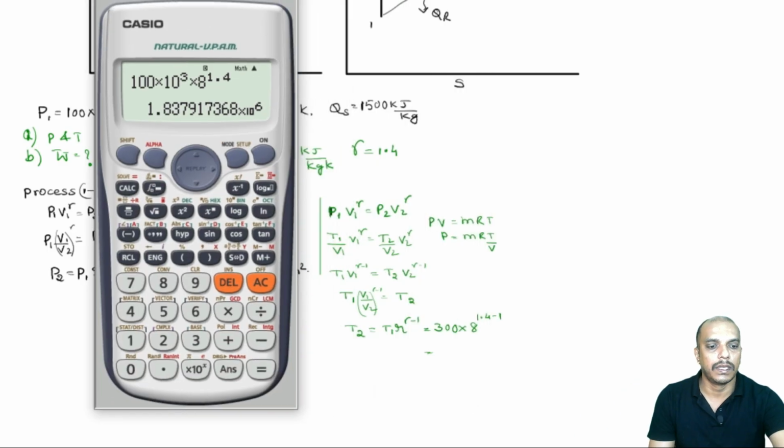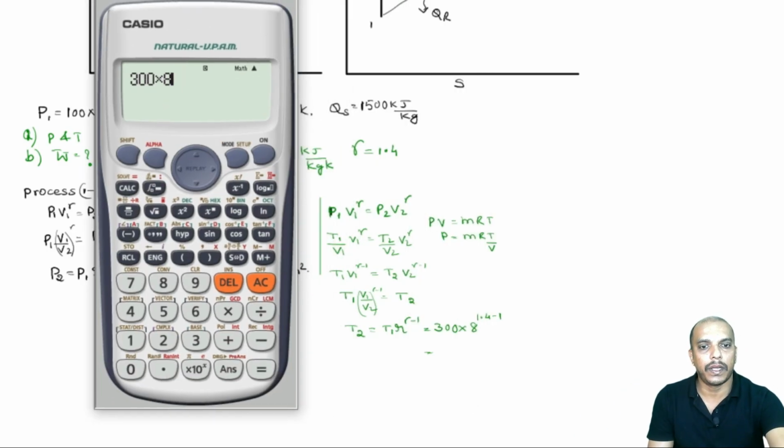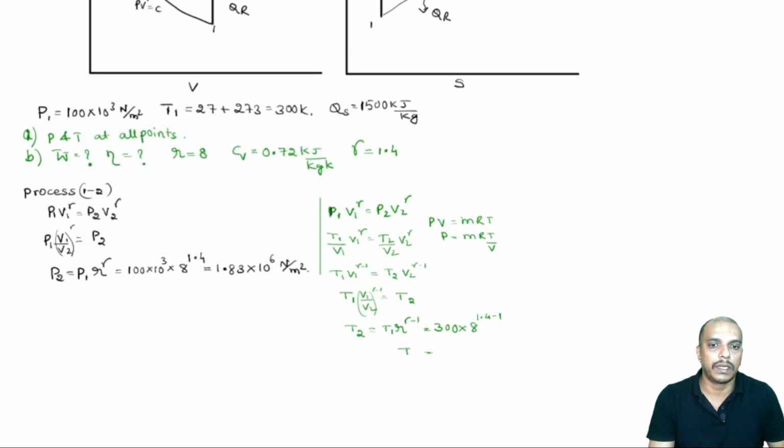Let us solve this. 300 into 8 power 0.4. So, 689.219. So, T2 is equal to 689.219. So, now we have found out the value of P2 and the value of T2.